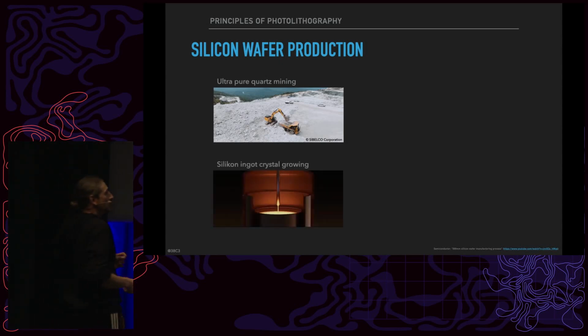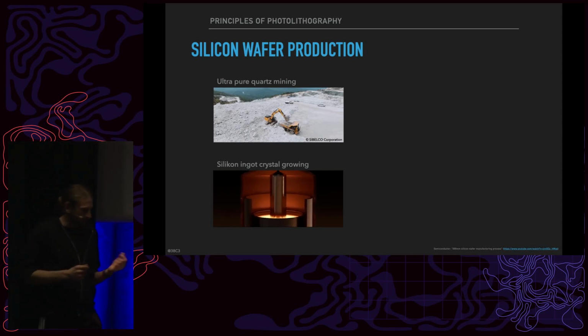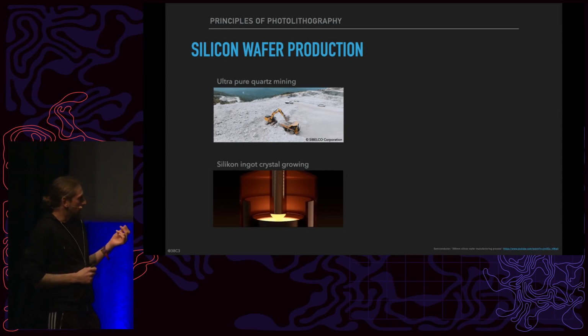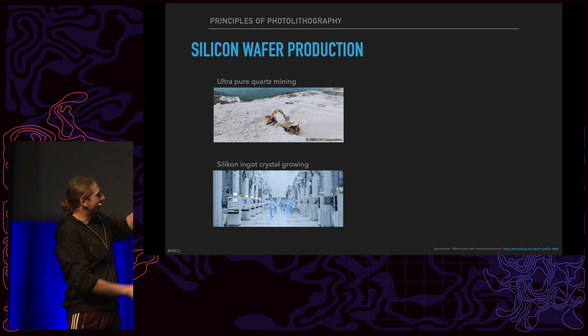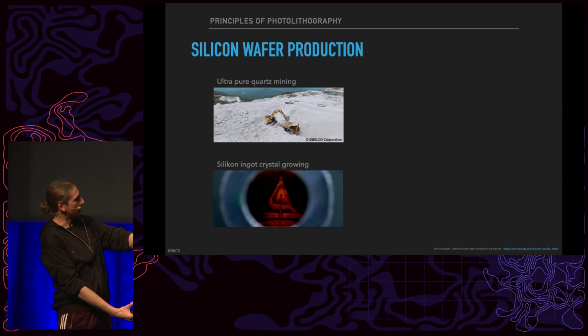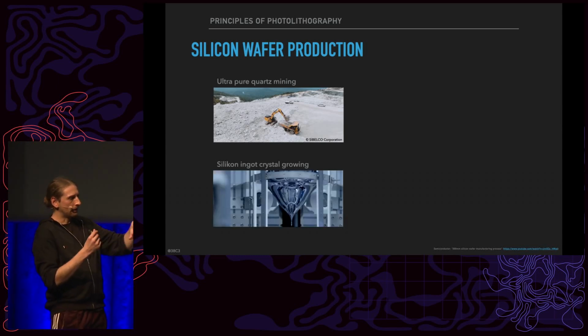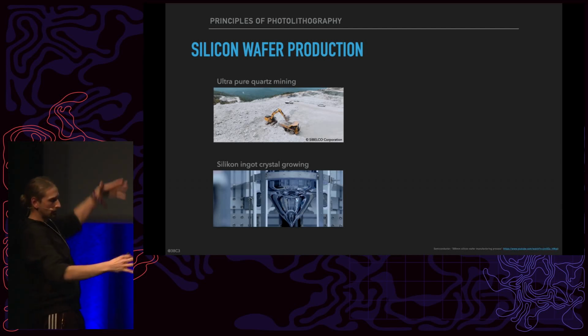Then you purify the quartz and make it very, very pure. And you melt it down at about 2,000 degrees, and it takes about 2 days to grow this single crystal. So you control the temperature, the humidity, everything very tightly, and you get a single crystal, like a microscopic object.